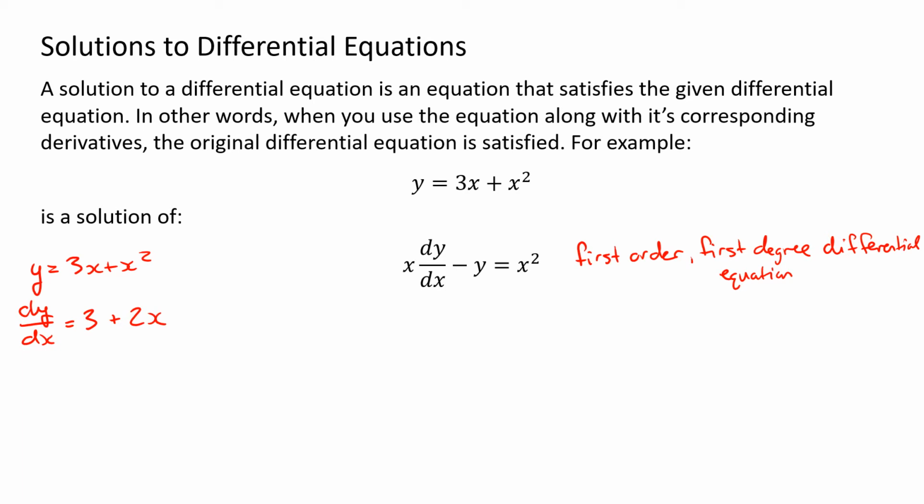So knowing those two terms, we can substitute them in, and using algebra, you determine, again, does the left side equal the right side? It's as simple as that. If it does, then this is, in fact, a solution to that differential equation. So if I substitute these in, I get x times 3 plus 2x minus, in this case for y, 3x plus x squared, and that's equal to x squared.